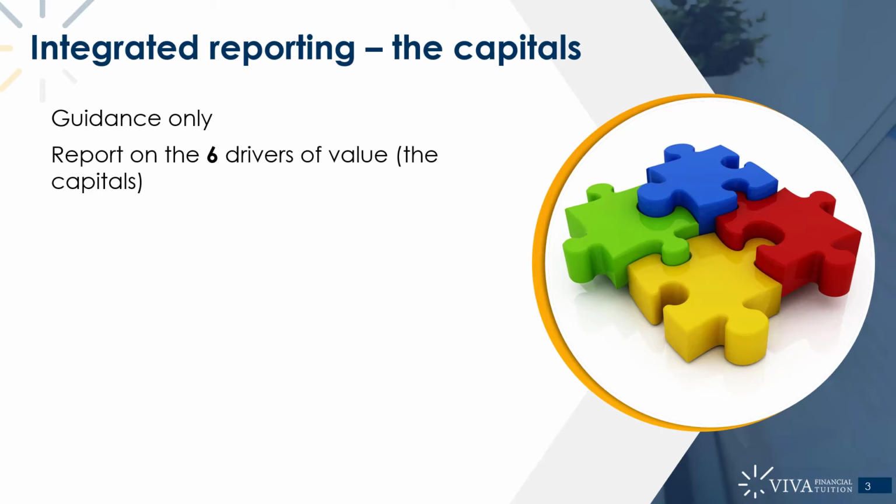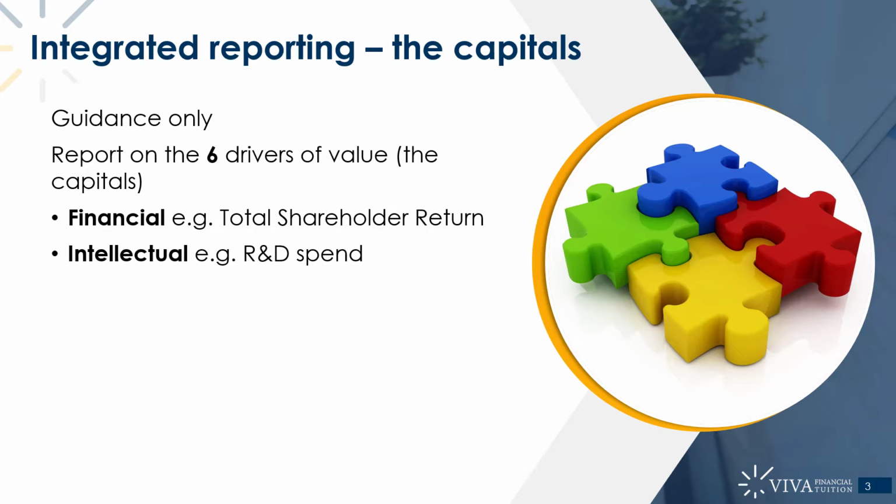Integrated reporting then, known to its friends as the capitals. So this is just guidance, it's not mandatory, but organisations are encouraged to report on the 6 drivers of value, which are known as the capitals, and these are the things that, if you get them right, it should really help to push your business forward. The first of these is financial, so reporting on things like total shareholder return, the amount of dividend and capital growth that you've provided to shareholders. Intellectual capital, so what is the company spending on R&D, for example?